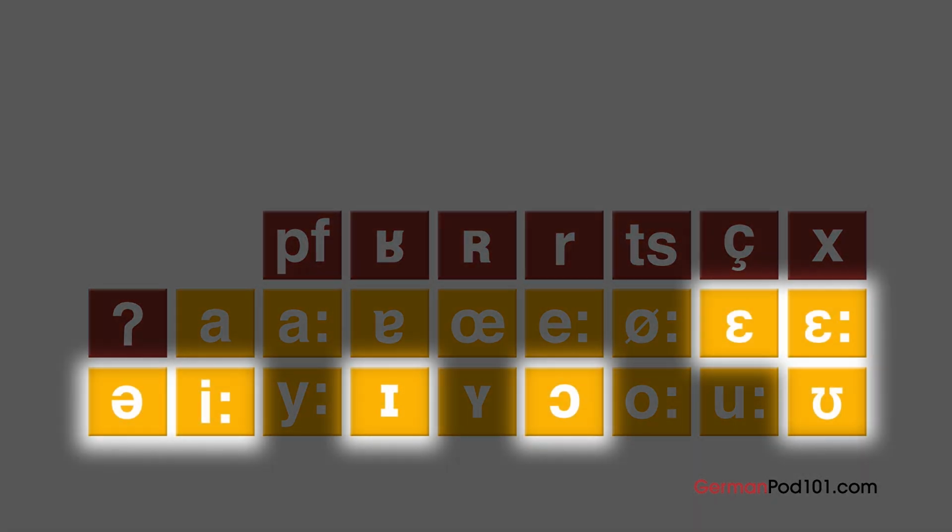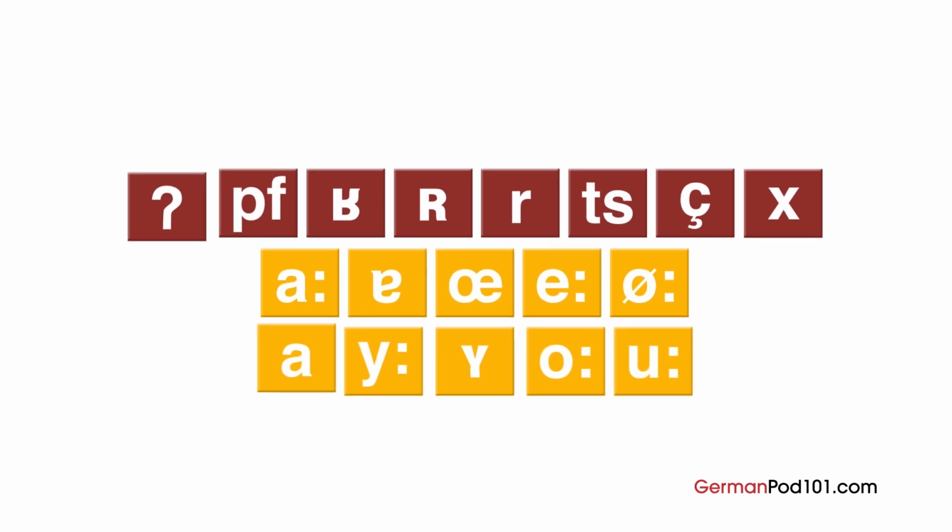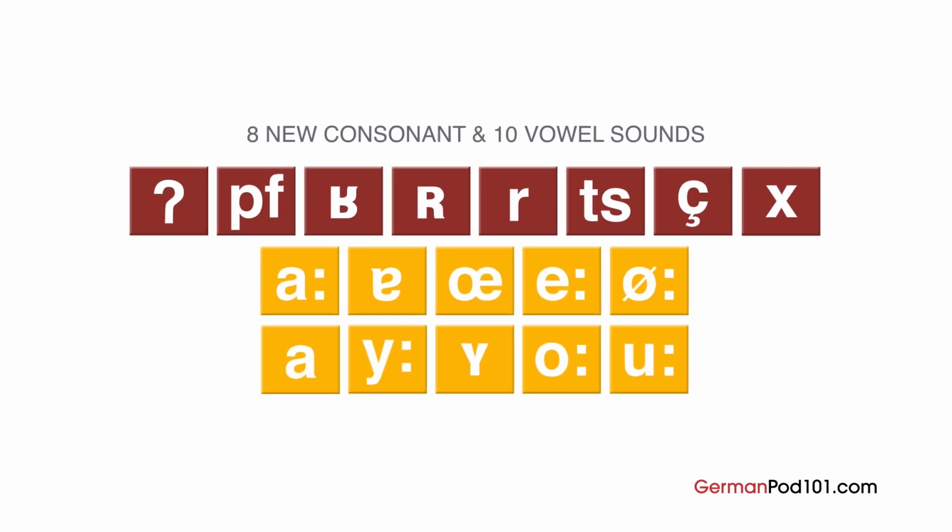You can also ignore 7 of the vowel sounds for the same reason. The only thing standing between you and perfect German pronunciation are 8 new consonant and 10 new vowel sounds. You can handle that. Now let me introduce Alisa, who will be helping you to master these new sounds.